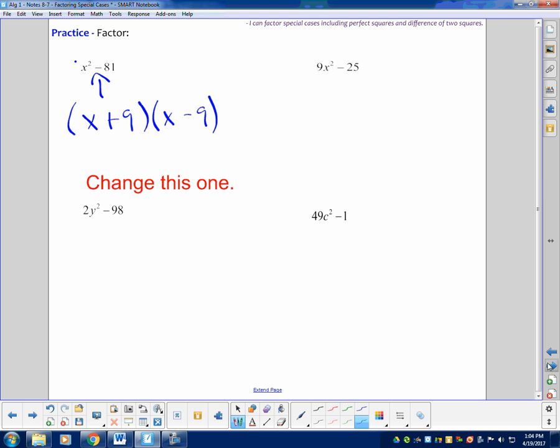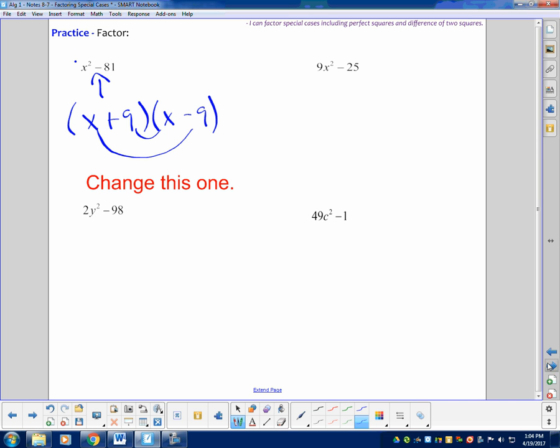A lot of students ask, what happened to the middle term? Well, there isn't one, because if I multiplied 9 times x, I would get positive 9x. And x times negative 9 is negative 9x. If you add those two together, what happens to the middle term? It becomes extinct. It's gone. 9x plus negative 9x is 0x.